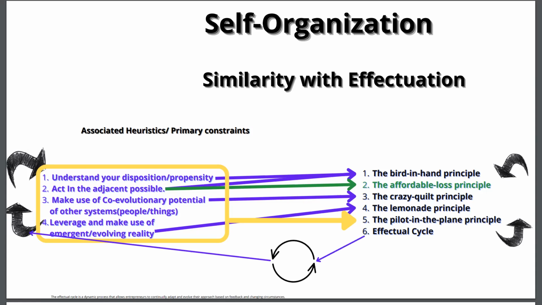And the final principle is the effectual cycle. The effectual cycle is a dynamical process that allows entrepreneurs to continuously adapt and evolve their approach based on feedback and changing circumstances. As I already discussed, the emergent and evolving reality will become the current dispositional reality in this case. There is also similarity between these two ideas. The difference here might be that I don't see this as a cycle. I see this as a non-linear dynamical process. All of these 4 dynamical features are simultaneously happening all the time.